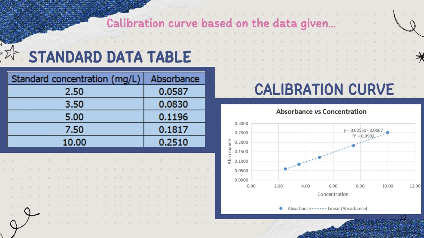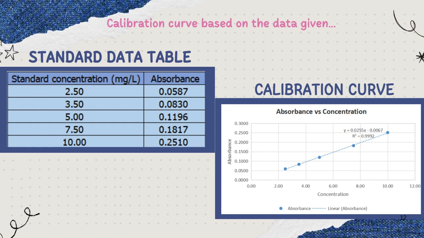Next, we can create a calibration curve based on the data given. The table shows the standard concentrations of phosphorus that we use to create the calibration curve. The concentrations range from 2.50 to 10.00 milligrams per liter, and the corresponding absorbance values were measured using the UV visible spectrophotometer. These standard solutions are important because they help us establish a relationship between concentration and absorbance, which we will use to determine the unknown phosphorus concentration in the river water sample.